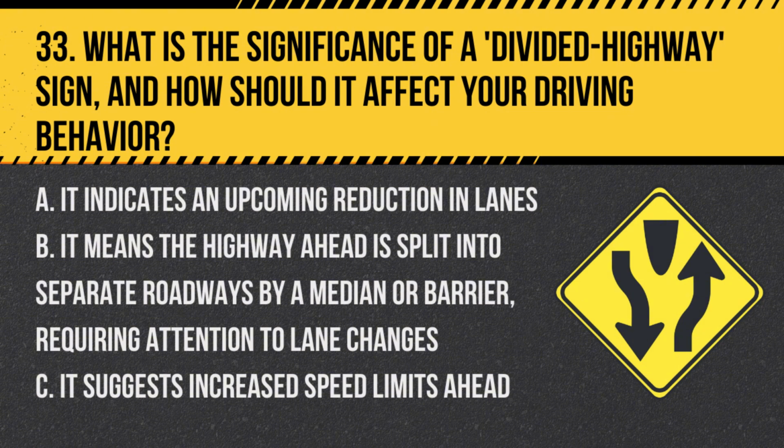A. It indicates an upcoming reduction in lanes. B. It means the highway ahead is split into separate roadways by a median or barrier, requiring attention to lane changes. C. It suggests increased speed limits ahead. Answer: B. It means the highway ahead is split into separate roadways by a median or barrier, requiring attention to lane changes. Drivers should be prepared for the road layout change.